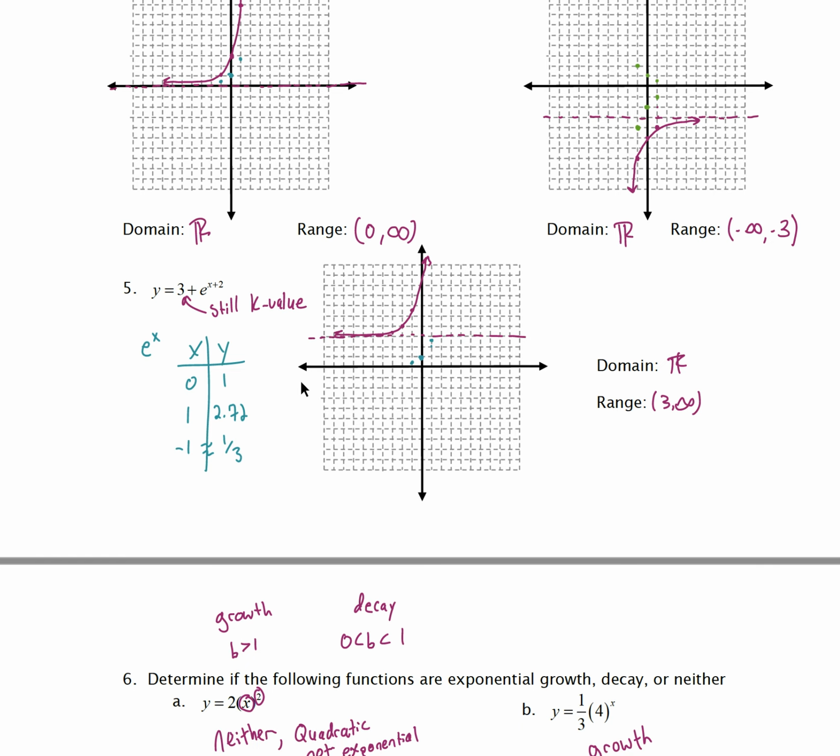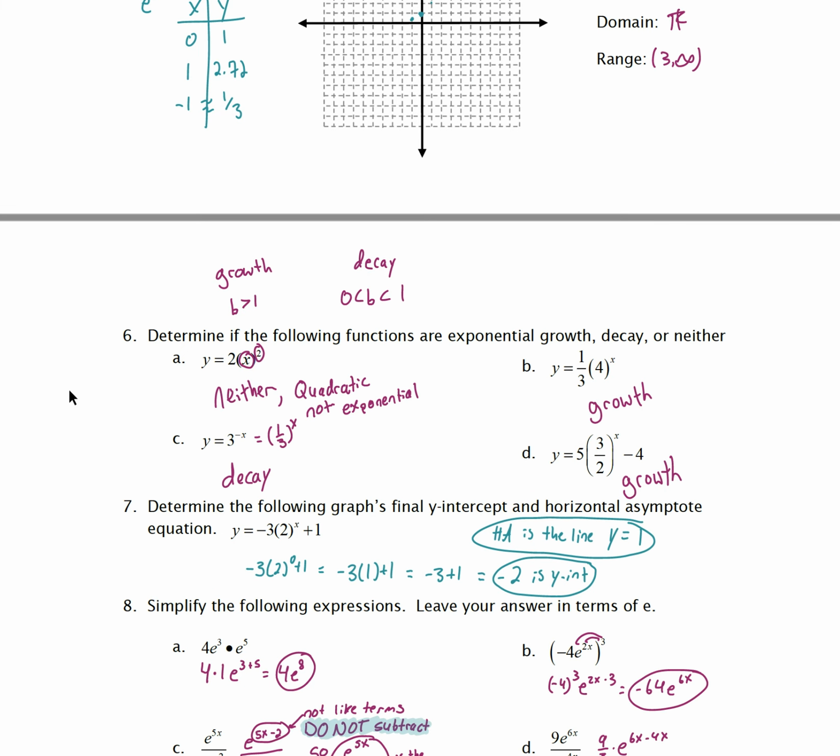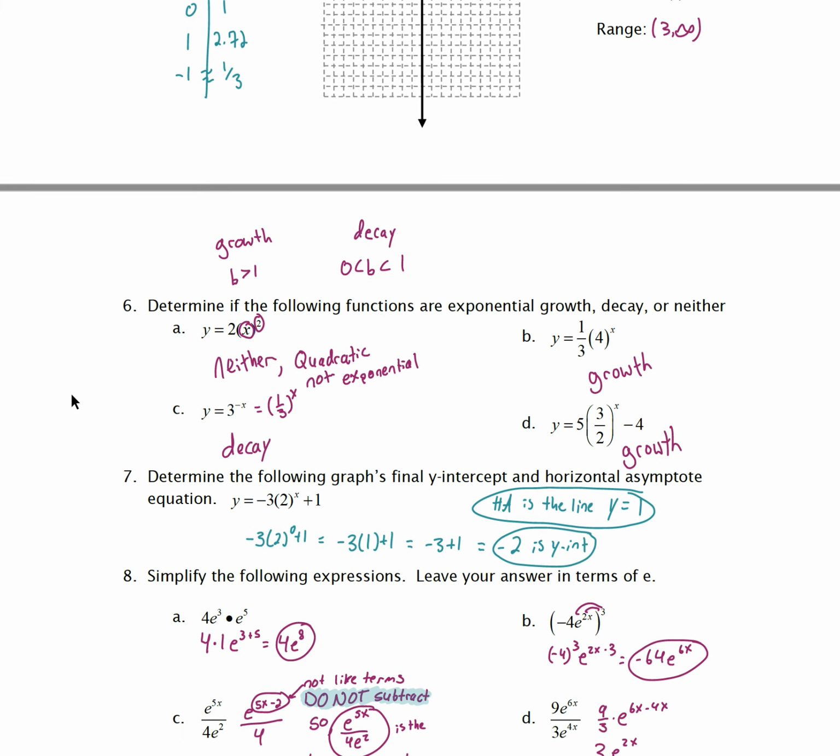Again, this is just another graph. This is just some vertical shift. This is moving it left. It's E. It's still going to go here. That plus is still your asymptote.